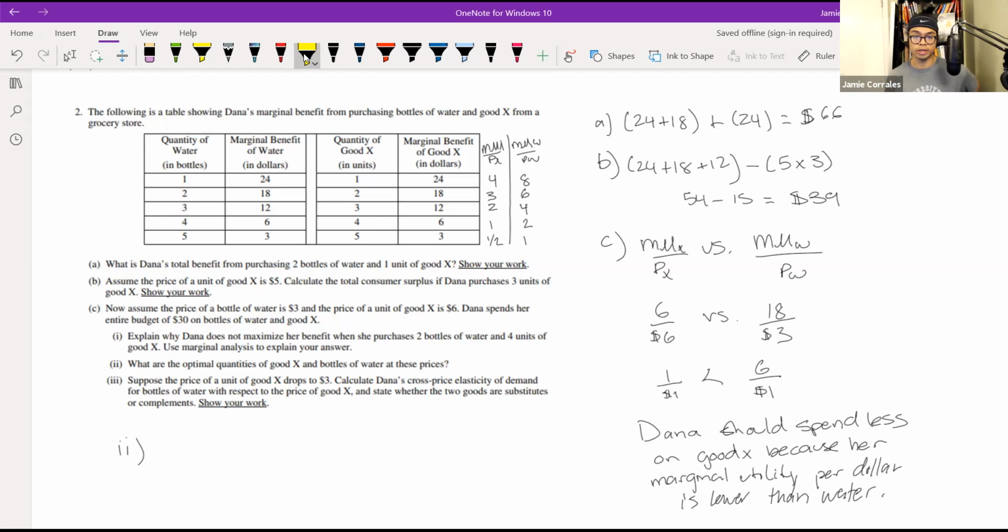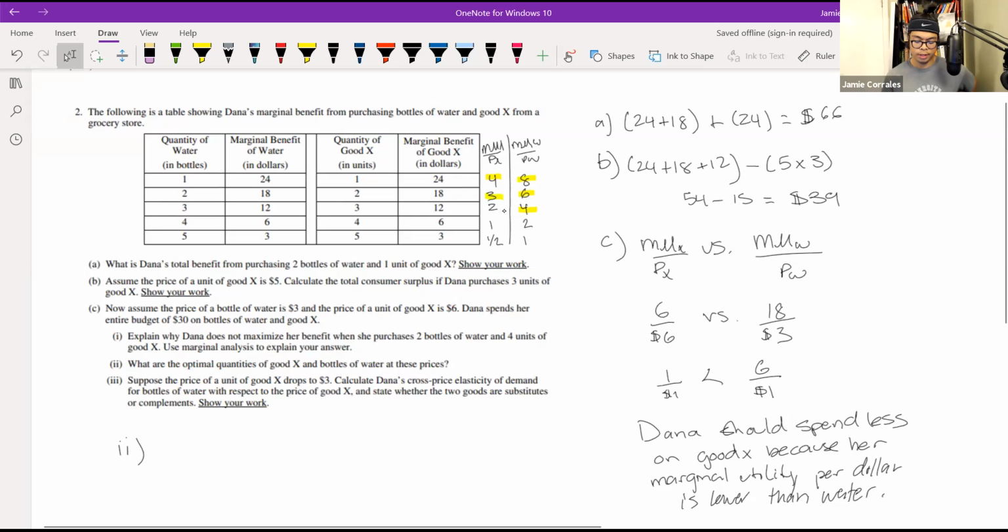Well, I'm going to choose the good with the highest marginal utility per dollar. I'm going to choose water because that provides me a better value than good X. I'm going to buy the second water because 6 is greater than 4. I'm going to buy the third water and the first X because the marginal utility is the same. You're probably thinking, oh, maybe I should stop here because they're equal. No, you want to continue to consume until your budget is exhausted. So I'm going to buy the second X.